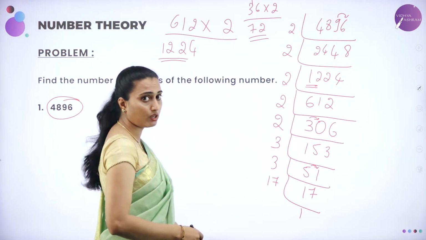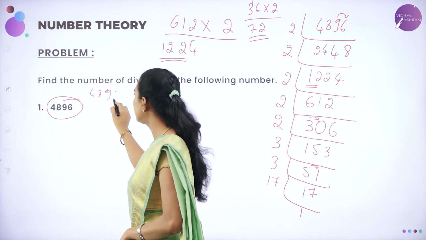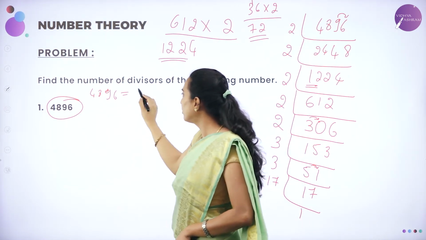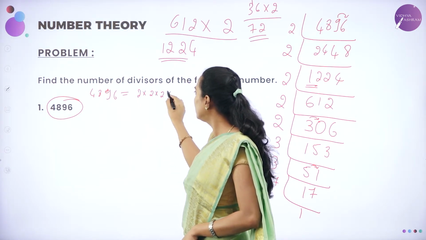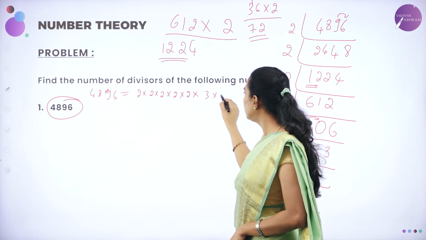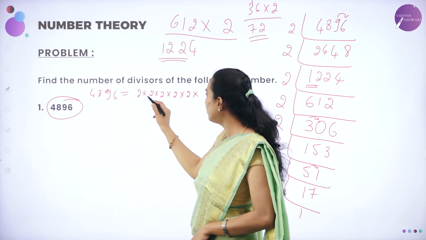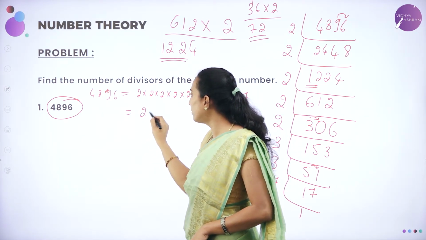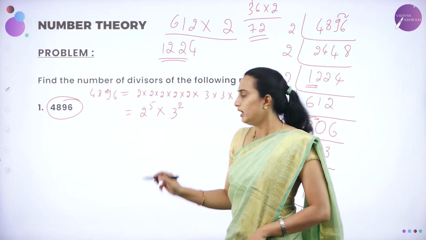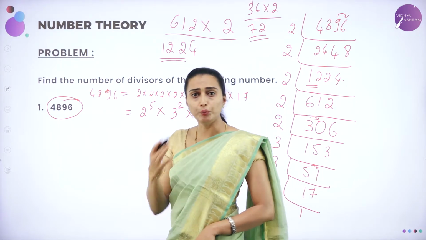So, what are all the prime factors? You can write it as, therefore, 4896 can be written as, what is that? 1, 2, 3, 4, 5. So, I am going to write 1, 2, 3, 4, 5 2s into 3 into 3 into 17. Right? So, how many 2s you are having? 1, 2, 3, 4, 5. So, you are going to write it as 2 power 5 into, how many 3s you are having? 3 into 3, which is 3 power 2, 3 squared. Next, how many 17 you are having? Only 1, 17. So, therefore, 17 power 1.